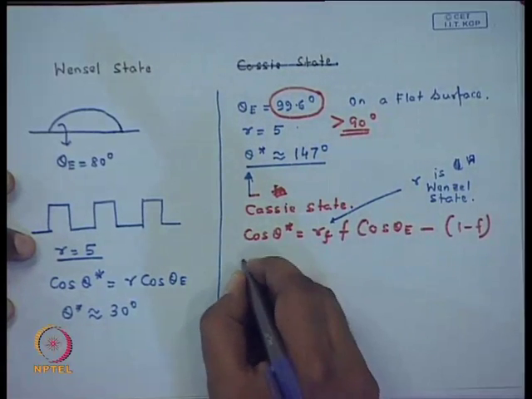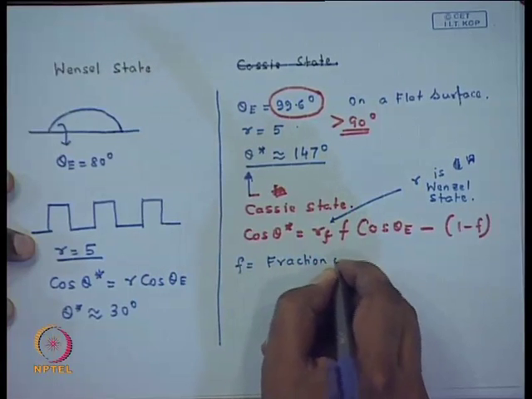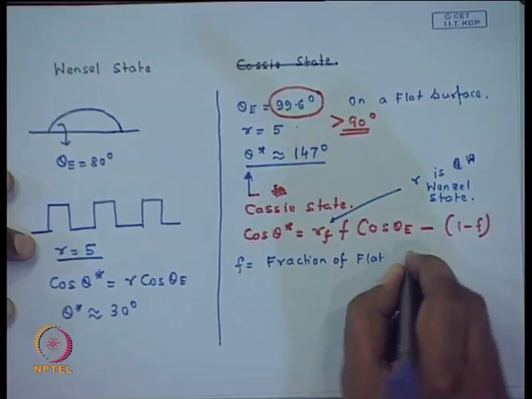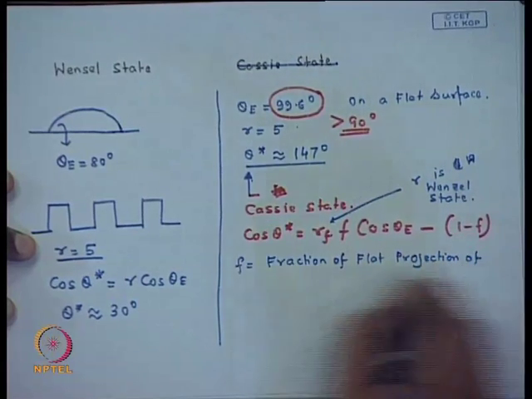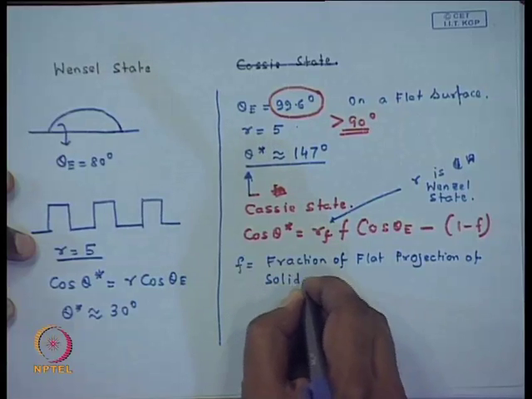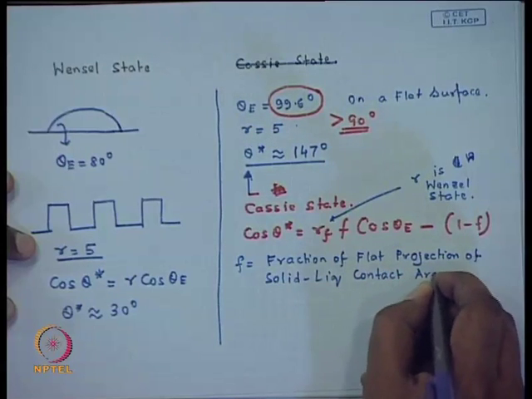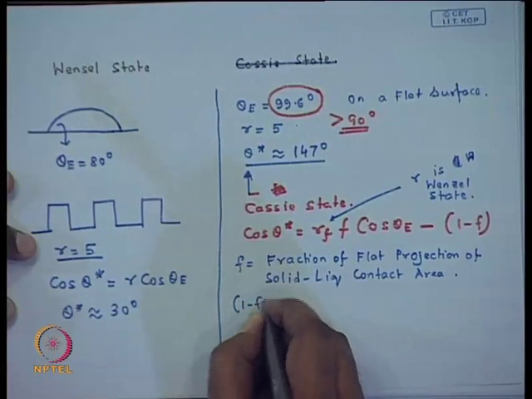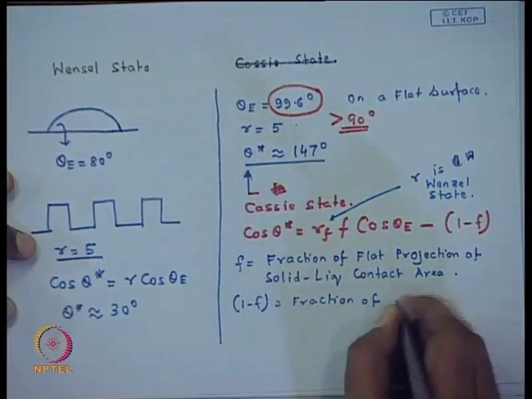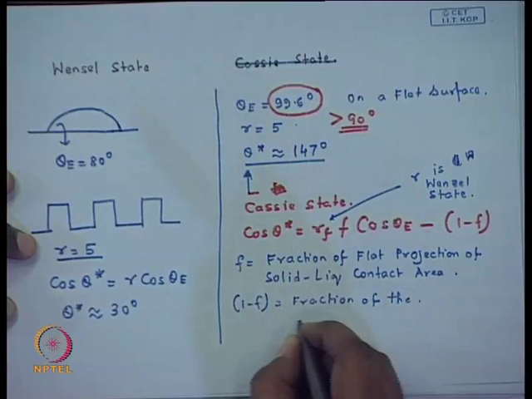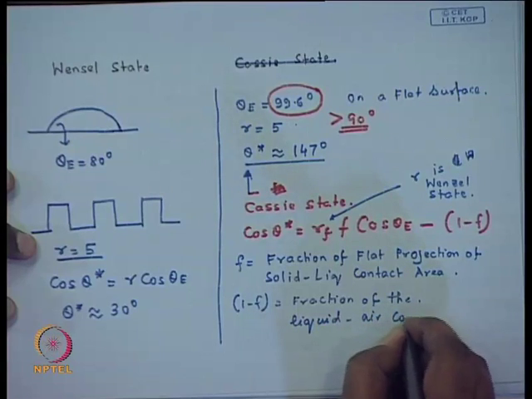Now, f is, as we have already talked, the fraction of flat projection of the solid-liquid contact area, and naturally 1 minus f is going to be the fraction of the liquid-air contact area.